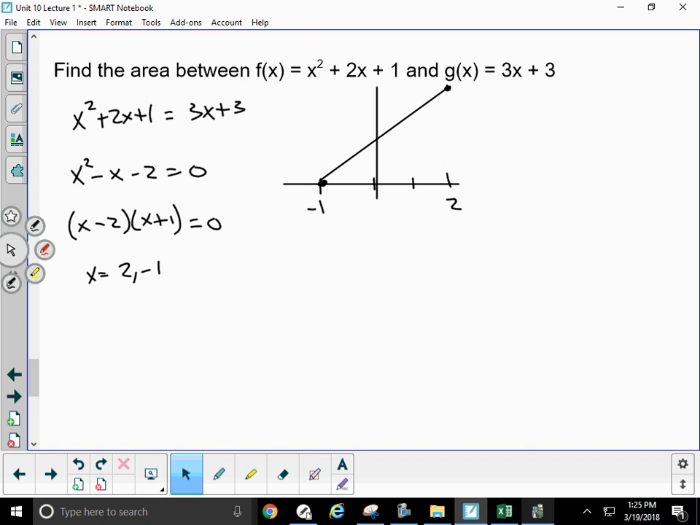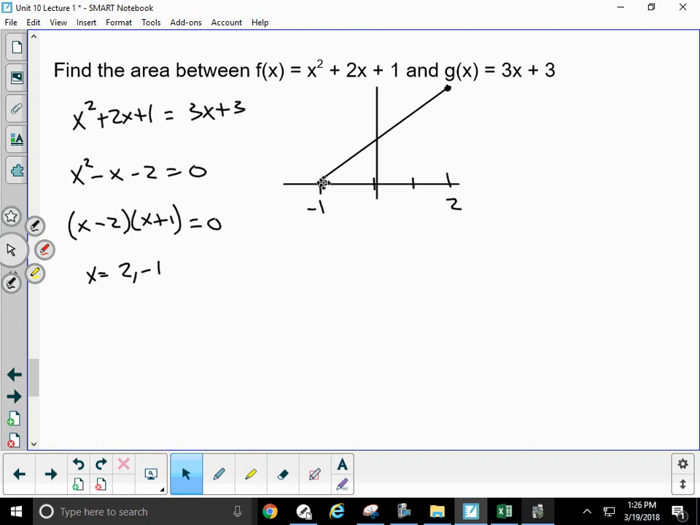Make sure we understand which function ends up being above which function, which one's on top, which one is on the bottom. Don't just assume it's going to be the same thing as the last problem we did. You can either just pick a test point and compare the two y coordinates, or understand that it's a positive x squared plus 2x plus 1. So positive x squared means we're opening upward, which means it's going to be below.